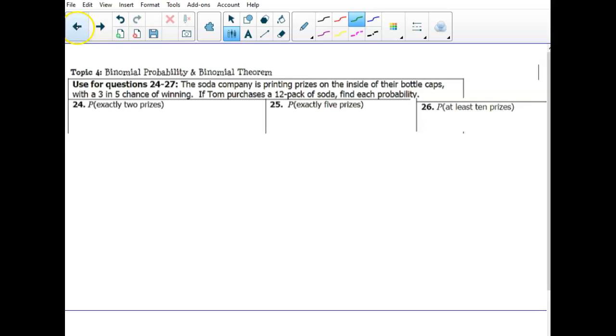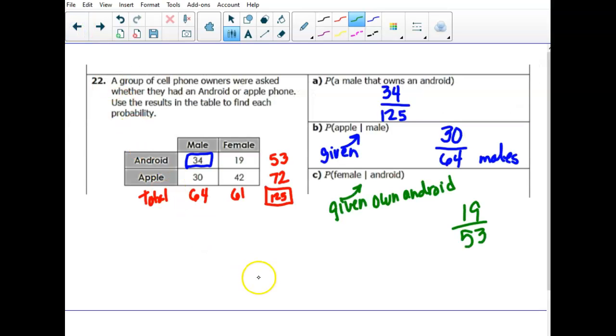I feel like we need to do one of those. Can I just make up a question? I think I have this on the review again tomorrow, but what's the probability that they are female or own an Apple?